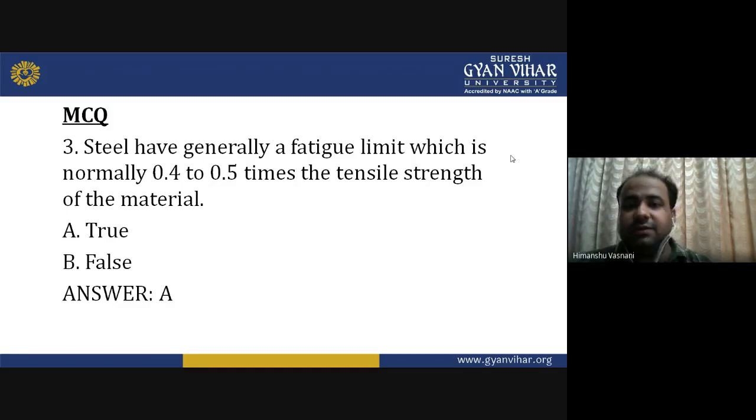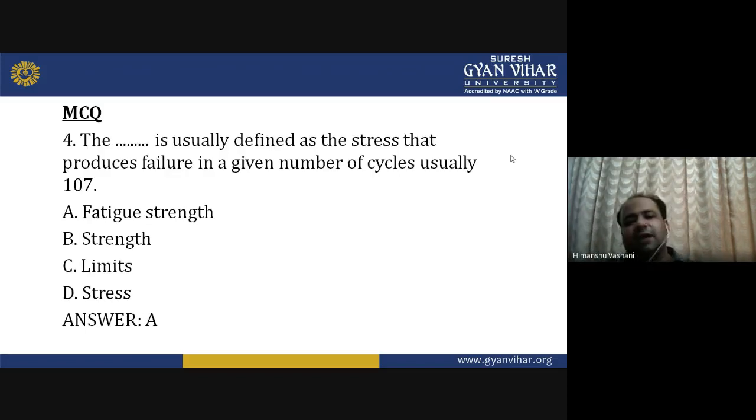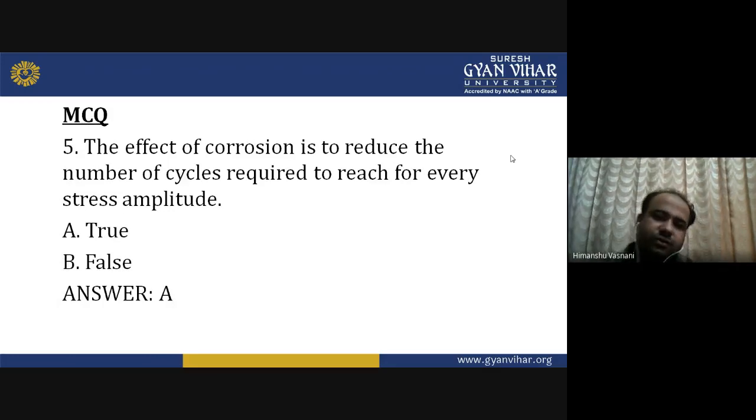Is this statement true or not? Read again and you will understand. Steels have generally a fatigue limit which is normally 0.4 to 0.5 times the tensile strength of the material. True or false? True. So you have the answers in front of you. Just try to understand the question and then answer. This is usually defined as the stress that produces failure in a given number of cycles. The answer is fatigue stress. The effect of corrosion is to reduce the number of cycles required to reach failure for every stress. True or false?